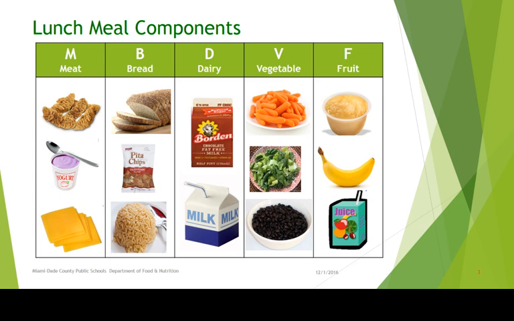Milk is the only food item that falls under the dairy component. Under the vegetable component column, we have carrots, lettuce, and black beans pictured, but other items that fall under the vegetable component include the sweet potato fries or the curly fries, mashed potatoes, corn, broccoli, mixed vegetables, etc. Under the fruit component column, we have pictured applesauce, a banana, and a juice carton. Items that fall under the fruit component besides the fresh fruit, canned or frozen fruit, and juice include the frozen fruit juice bars.